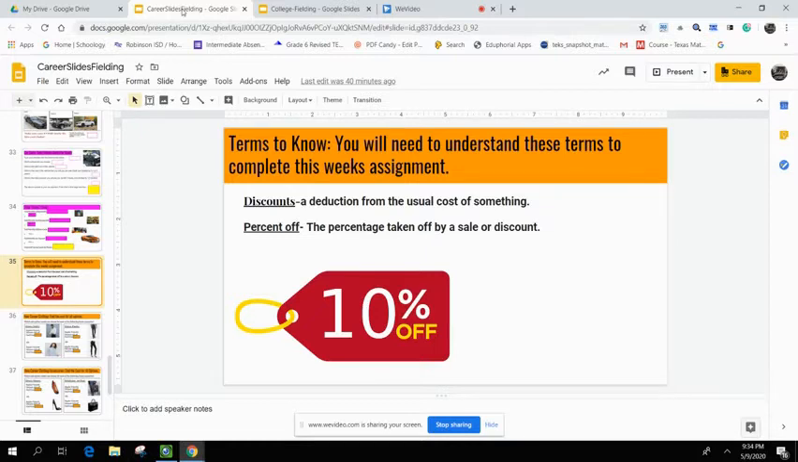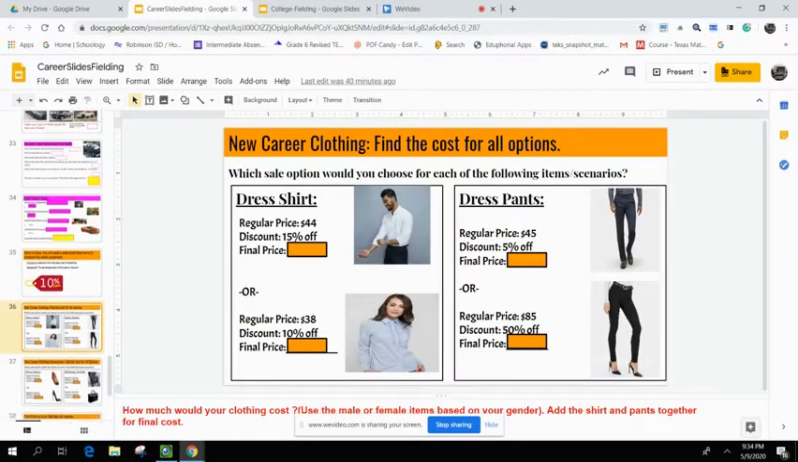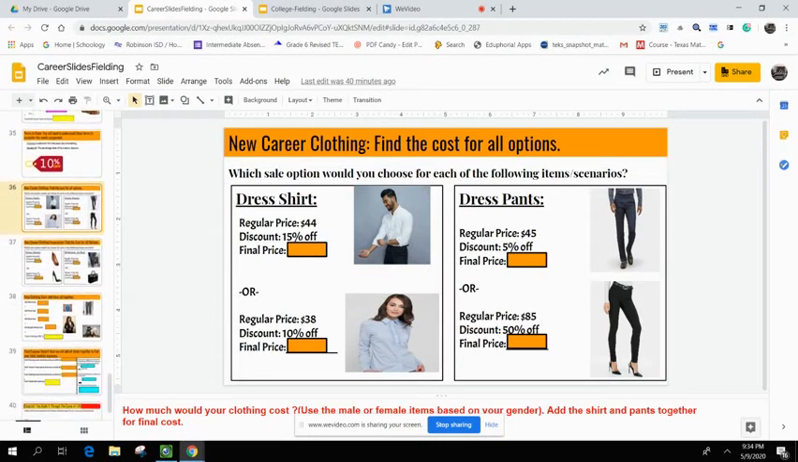And so I'm going to go ahead and jump into slide 36. 36 gives us clothing that we need to purchase for our new career. And so the top two pictures are for the guys. You have a dress shirt, you have a pair of pants, and you need to find the cost after you take off the discount. Ladies, you have the bottom two are yours to figure. You don't have to do all four. You pick the two that apply to you.